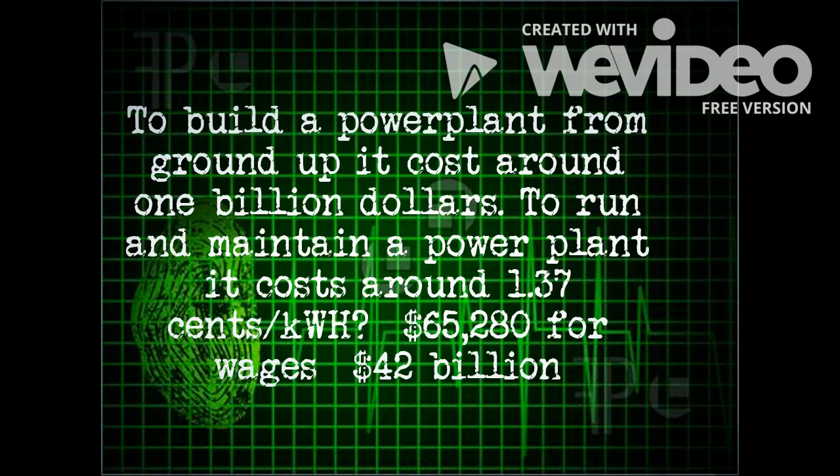To build a nuclear power plant from the ground up, it costs around $1 billion. The cost to run a nuclear power plant is around $1.37 an hour. Worker wages average about $65,280, and to dispose of waste material costs around $42 billion.